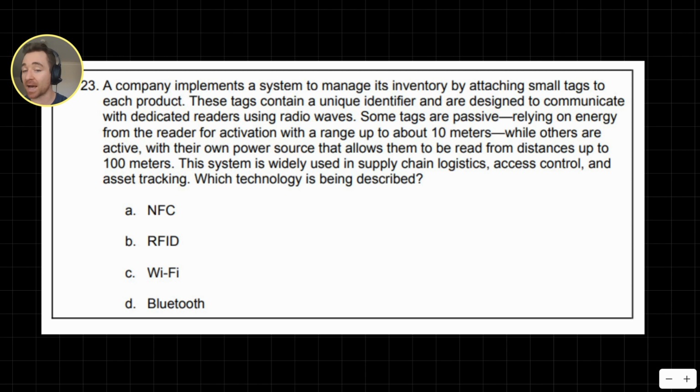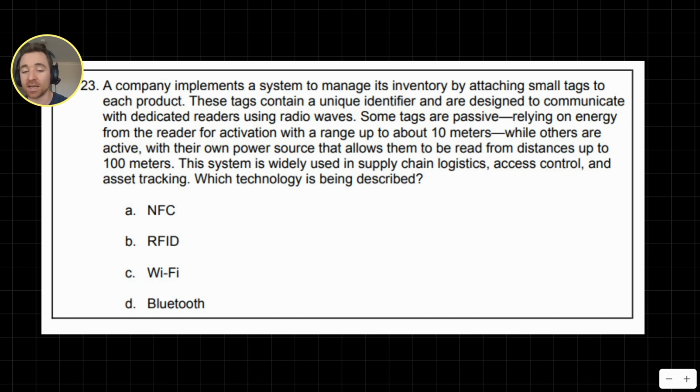Some tags are passive, relying on energy from the reader for activation with a range of up to about 10 meters, while others are active with their own power source that allows them to be read from distances up to 100 meters. This system is widely used in supply chain logistics, access control, and asset tracking.